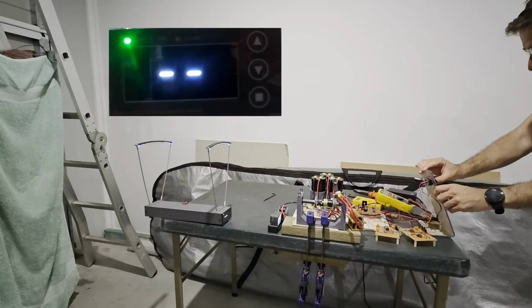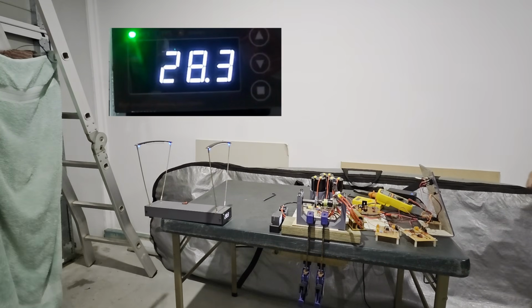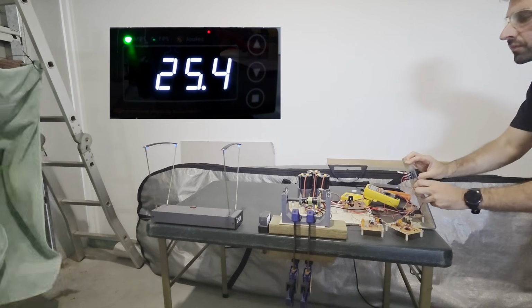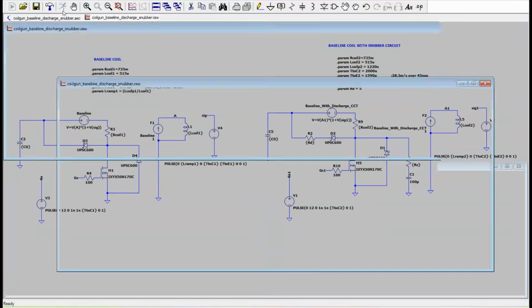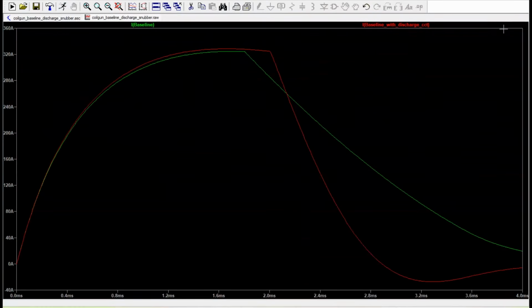With the discharge and snubber circuit arrangement, the projectile achieved a velocity of 28.3 meters a second, which was an increase of 11.5% over the baseline's 25.4 meters a second. An interesting find though is that the coil with the snubber and discharge circuit achieved its best result when it was energized for a longer time than the baseline test. So it appears as though in earlier tests when we thought we were switching power off when the projectile reached the center of the coil, that wasn't actually the case.